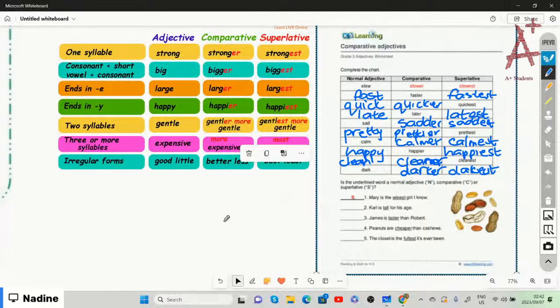So we have our normal adjective, then we have the comparative adjective, and then we have the superlative adjective, which compares three or more people. Comparative compares two or more people, places, animals, or things.